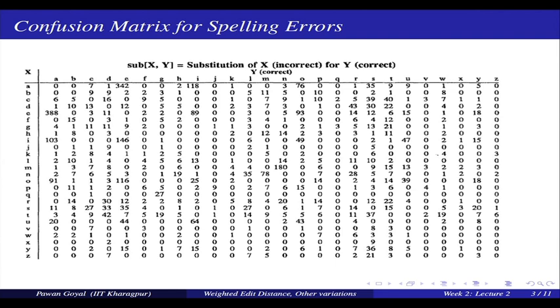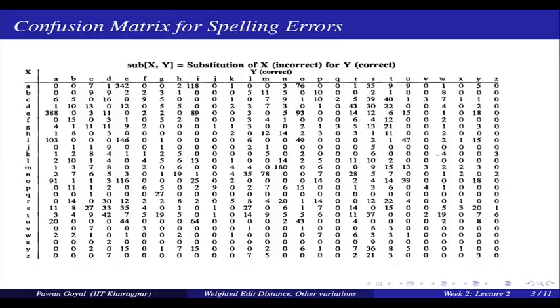This is a confusion matrix for spelling errors that were found in a corpus. X is the incorrect character and Y is the correct character. What this table is showing is how often in that corpus they found an incorrect X for a correct Y. For example, the entry in the first row corresponding to AE means how many times an incorrect A was substituted instead of the correct E, and that number comes up to 342. So in the corpus, 342 times A was written instead of E. Similarly, 118 times A was written instead of I, and 76 times instead of O. On the other hand, it never happened that a B was written as A.